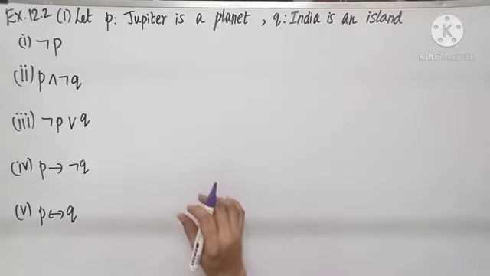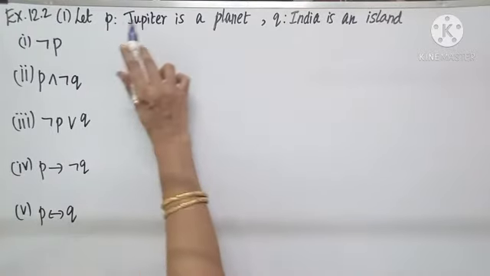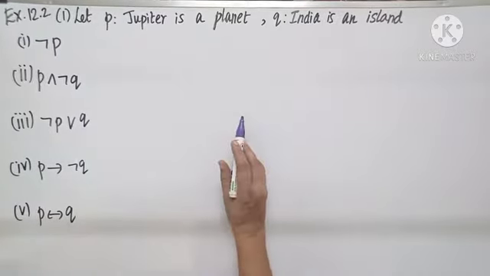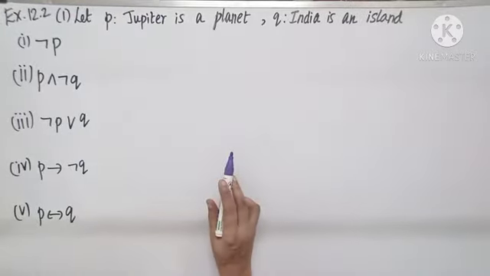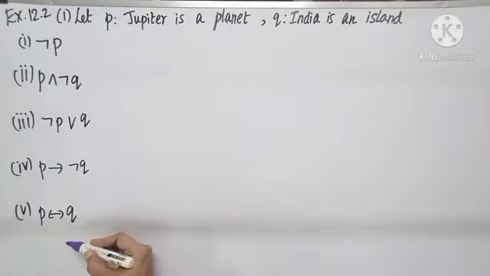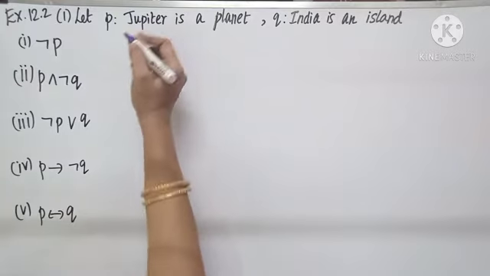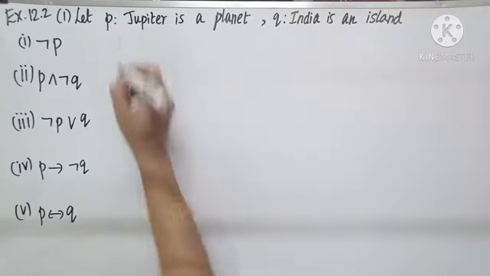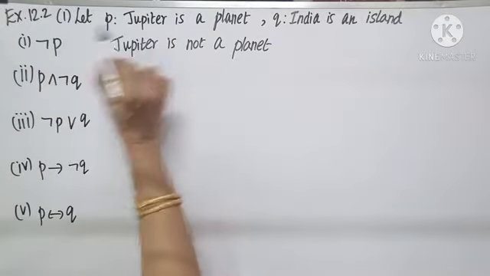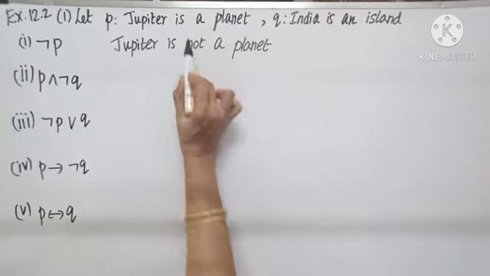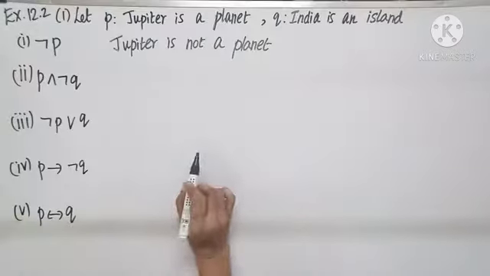Exercise 12.2, question number 1. Let P be the statement, Jupiter is a planet. The statement Q, India is an island. We need to write in words for these symbols. Not P. How do you write it? Jupiter is not a planet. Whatever is given in P, just put not and write it. So Jupiter is not a planet.